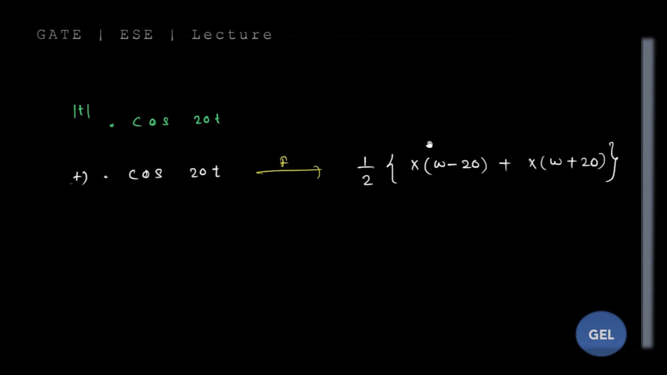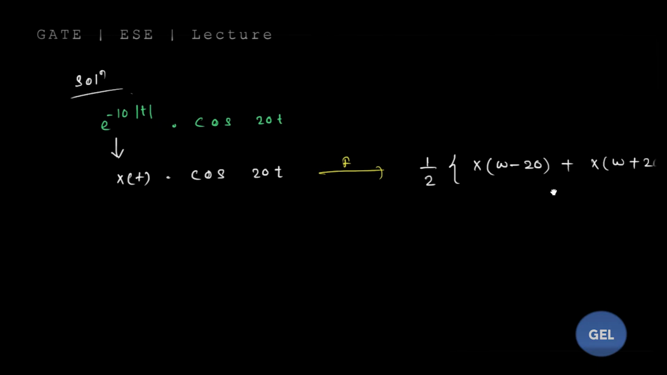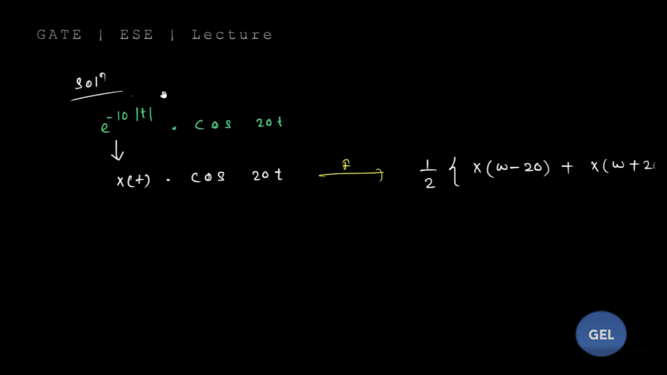Now you need to know what x of omega is. If you know x of omega, you can find x of omega minus 20 and x of omega plus 20. Now how to know x of omega? We know the double-sided signal. I think I have discussed with you the standard formats of the Fourier transform of a real exponential.